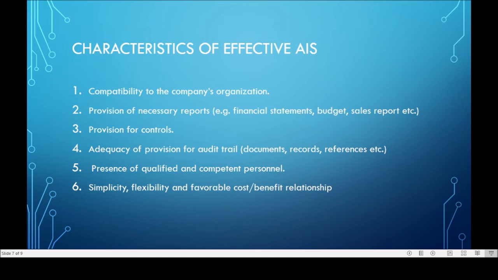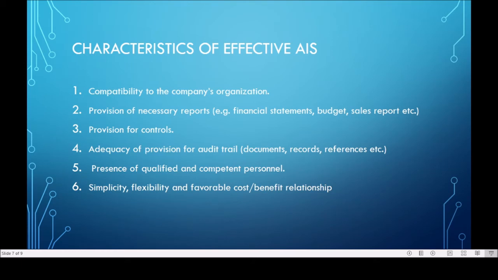So it is very important that to achieve an effective AIS, the person navigating that particular system is qualified and competent enough. Number six, simplicity, flexibility, and favorable cost-benefit relationship.